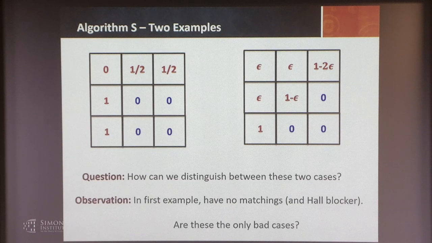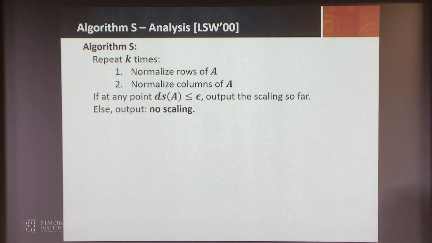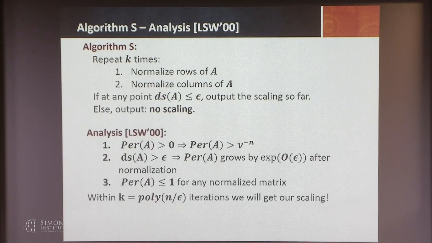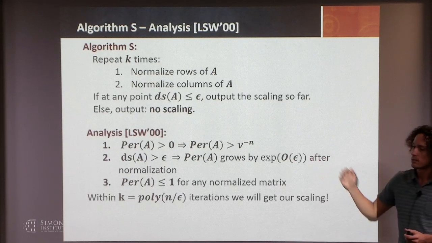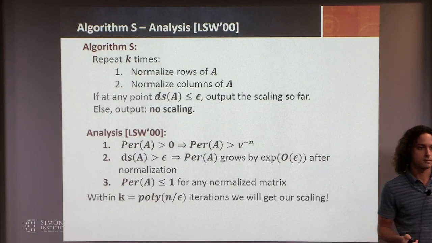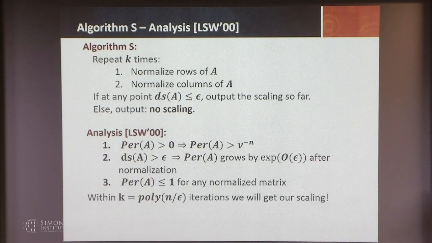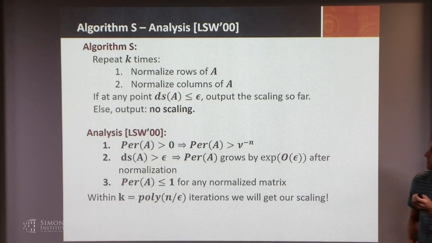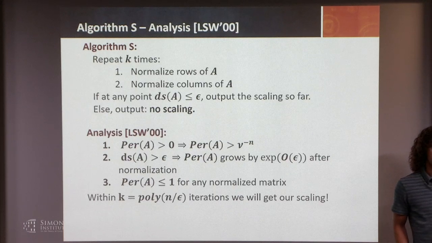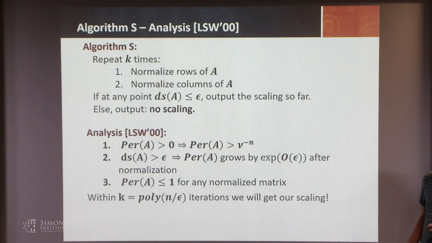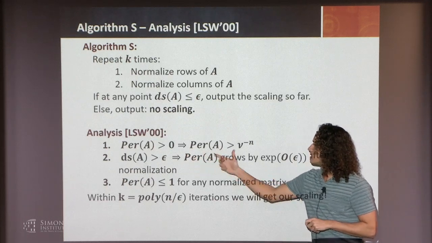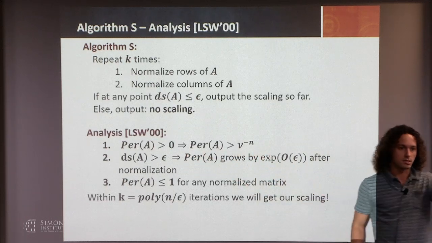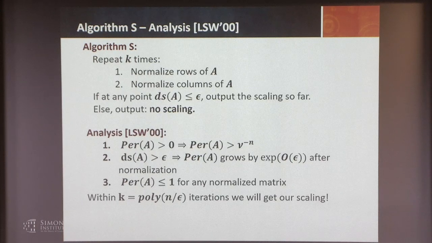Let me show you the analysis of this, which was done by Linial, Samorodnitsky, and Wigderson in 2000. The analysis is as follows. Let's look at the permanent of A. If I have a matching, my permanent is bigger than zero, because the permanent is the sum of the products over all matchings. And suppose that the entries of my matrix A are all bounded below by 1/nu. So if my permanent is bigger than zero, then it is bigger than nu to the minus n, because it's at least the product of the entries of one matching.